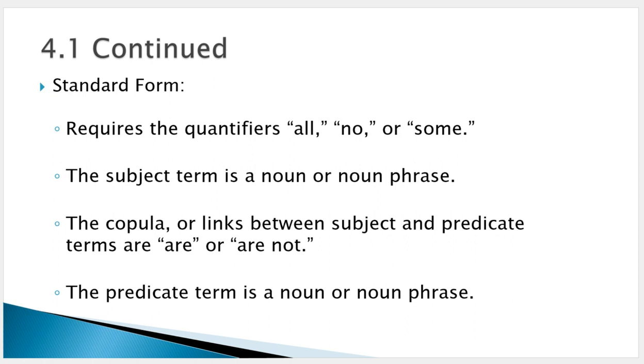Standard form. You're going to see these qualifiers: all, no, or some. The subject term is a noun or a noun phrase. The copula, that's the link between the subject and the predicate. Those are usually like are or are not. That's our copula. And then the predicate term is also a noun or a noun phrase. So all of these come together to make our 4 different forms.